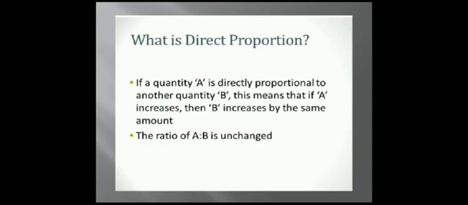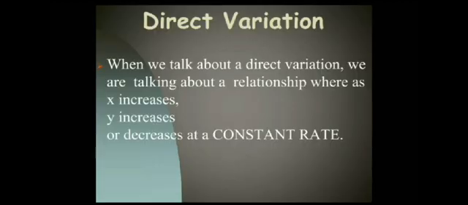If a quantity A is directly proportional to another quantity B, this means that if A increases, then B also increases by the same amount. The ratio of A to B is always unchanged. That means if two quantities are interrelated in such a way that an increase in one quantity leads to the corresponding increase in the other and vice versa, then this is a case of direct variation.